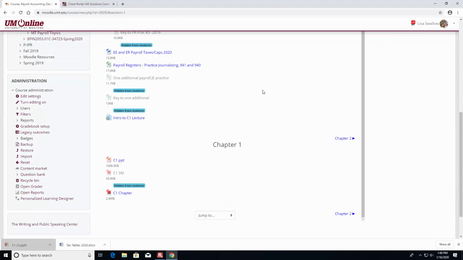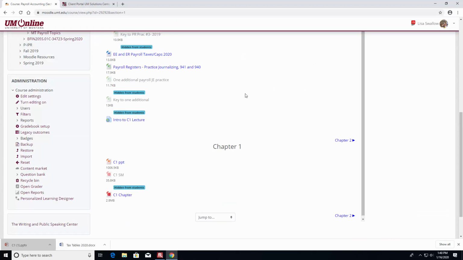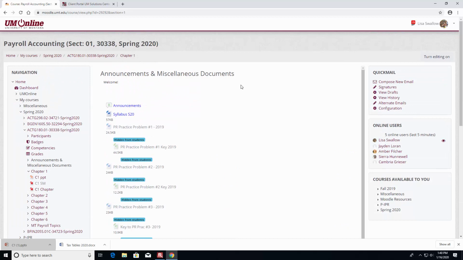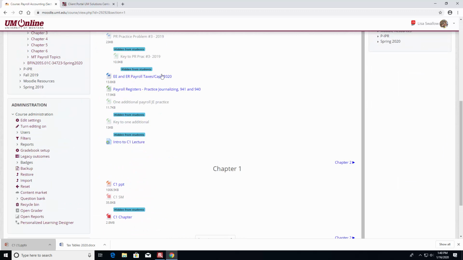Okay, so I'm going to just show you this really quickly. This is going to be our first glance. We're going to look at it again a number of times, but it's under that very first area called announcements and miscellaneous documents. And it's the employee and employer payroll taxes and caps.